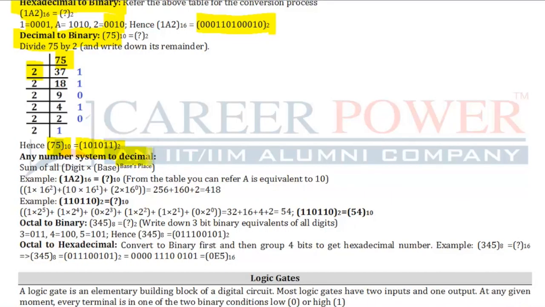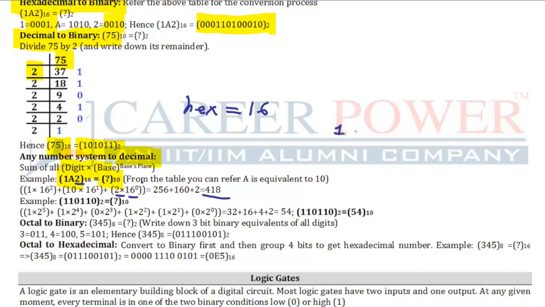Now, if you have to convert any base number system to decimal, there is one simple method. You write down the digit and multiply it by its base raised to the power of its place. For example, let us take the same number 1A2, which is a hexadecimal number, and we have to convert it into a decimal number. Because it is a hexadecimal number, its base is 16. Starting from 2, we multiply 2 by 16 to the power of 0. Then we add 10 times 16 to the power of 1. Then there will be 1 times 16 to the power of 2. And the equivalent that we get is 418.